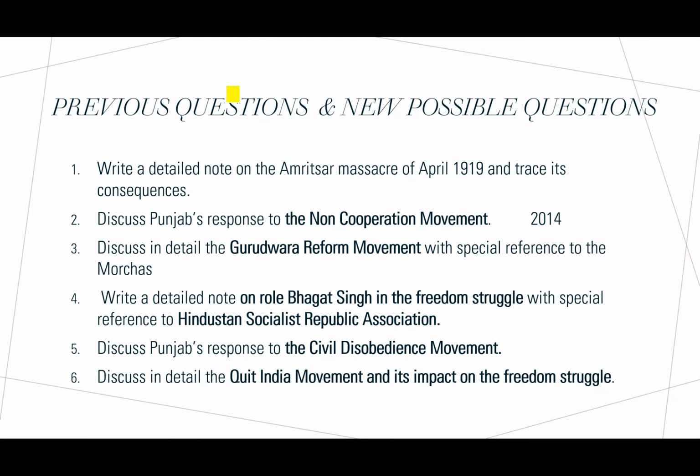Right? Now, see this question, that is, write a detailed note on the Amritsar massacres of 1919, which is Jallianwala Bagh. Originally, it is part of the 3rd unit, but sometimes it can be asked in the 4th unit as well, because you have non-cooperation in the 4th unit. So, Amritsar massacres of April 1919. Then, what has been the Punjab response to the non-cooperation movement.